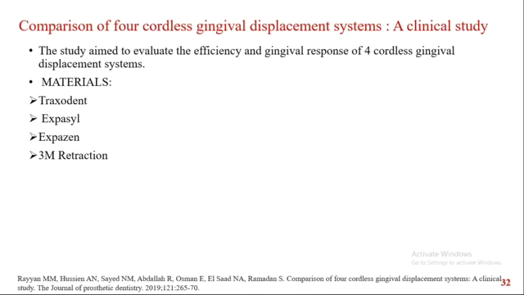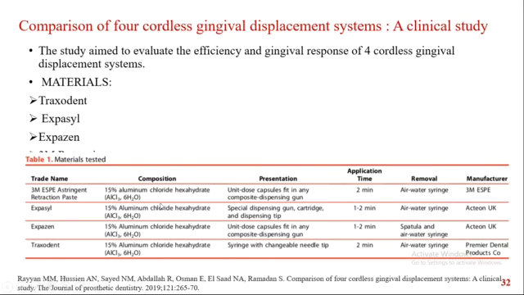Now, another study compared 4 cordless gingival displacement systems, that is Traxodent, expansile, expansant, and 3M retraction. They contain 15% aluminum chloride gel. Then 3M ESP and expansant are available in the form of unit dose capsules, whereas expansile is available in the form of special dispensing gun, and Traxodent is available in the form of a syringe with the changeable needle tip.